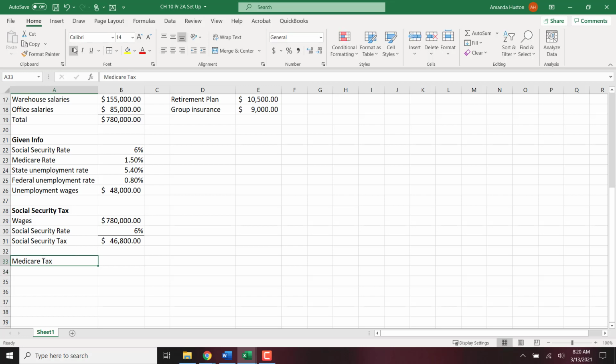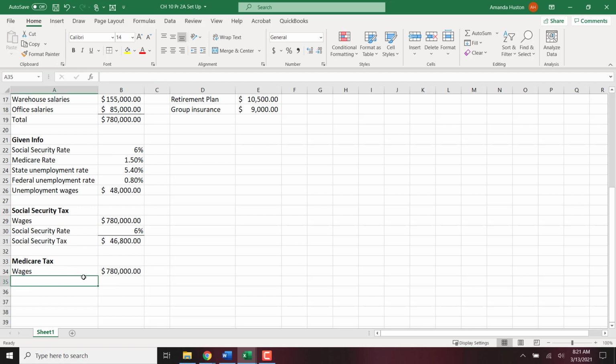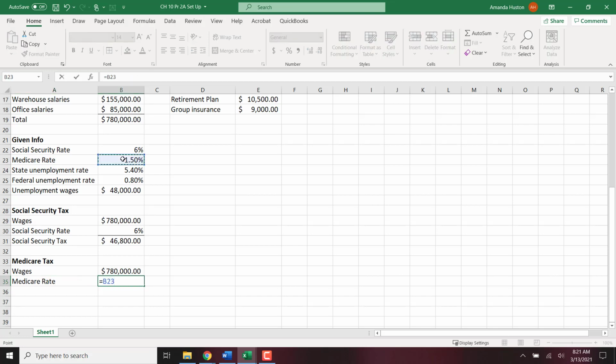Then we have Medicare tax. So we have wages, which is the same as the first one, 780. Then we have the Medicare rate, which is 1.5% in the problem. So then we have Medicare tax. We multiply 780 by the 1.5%.